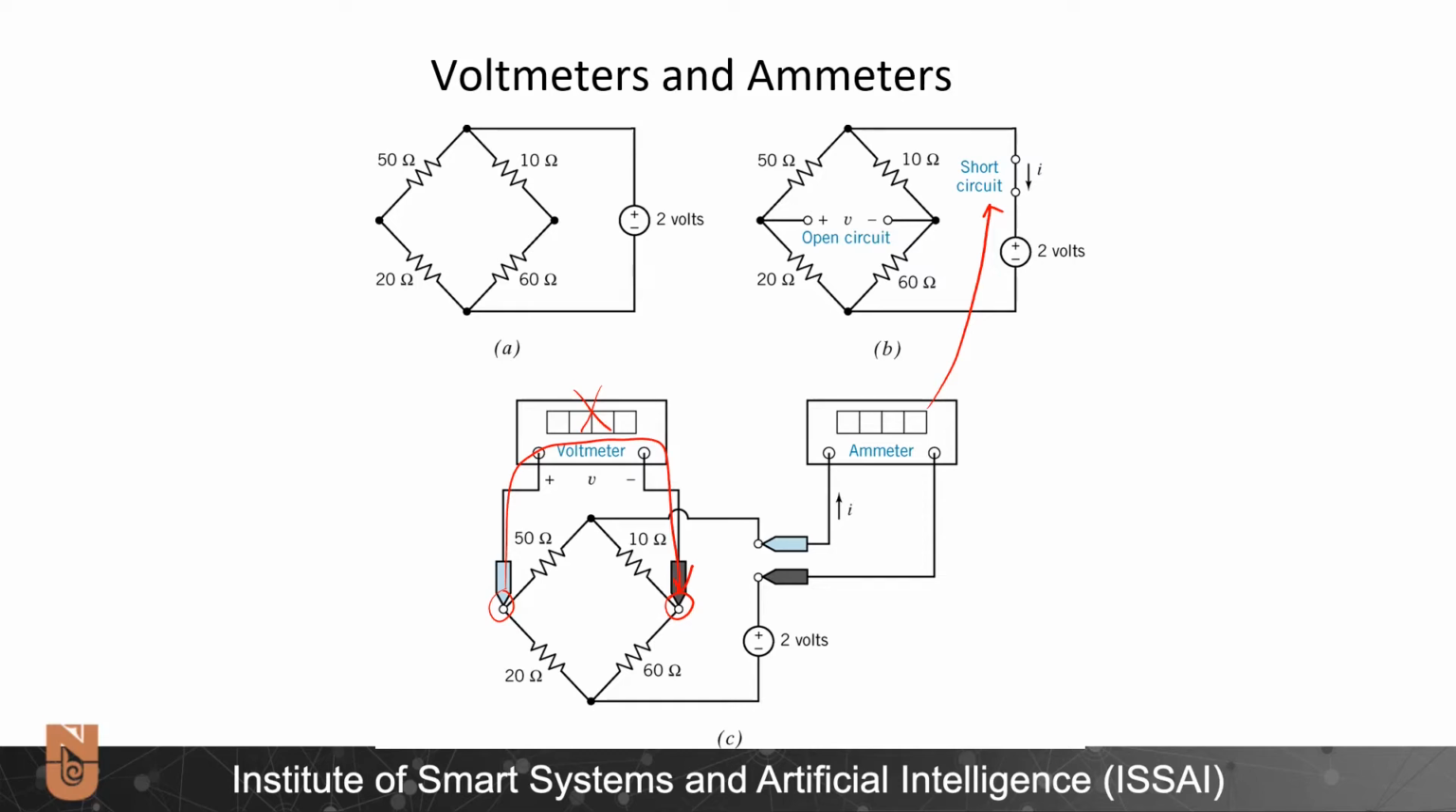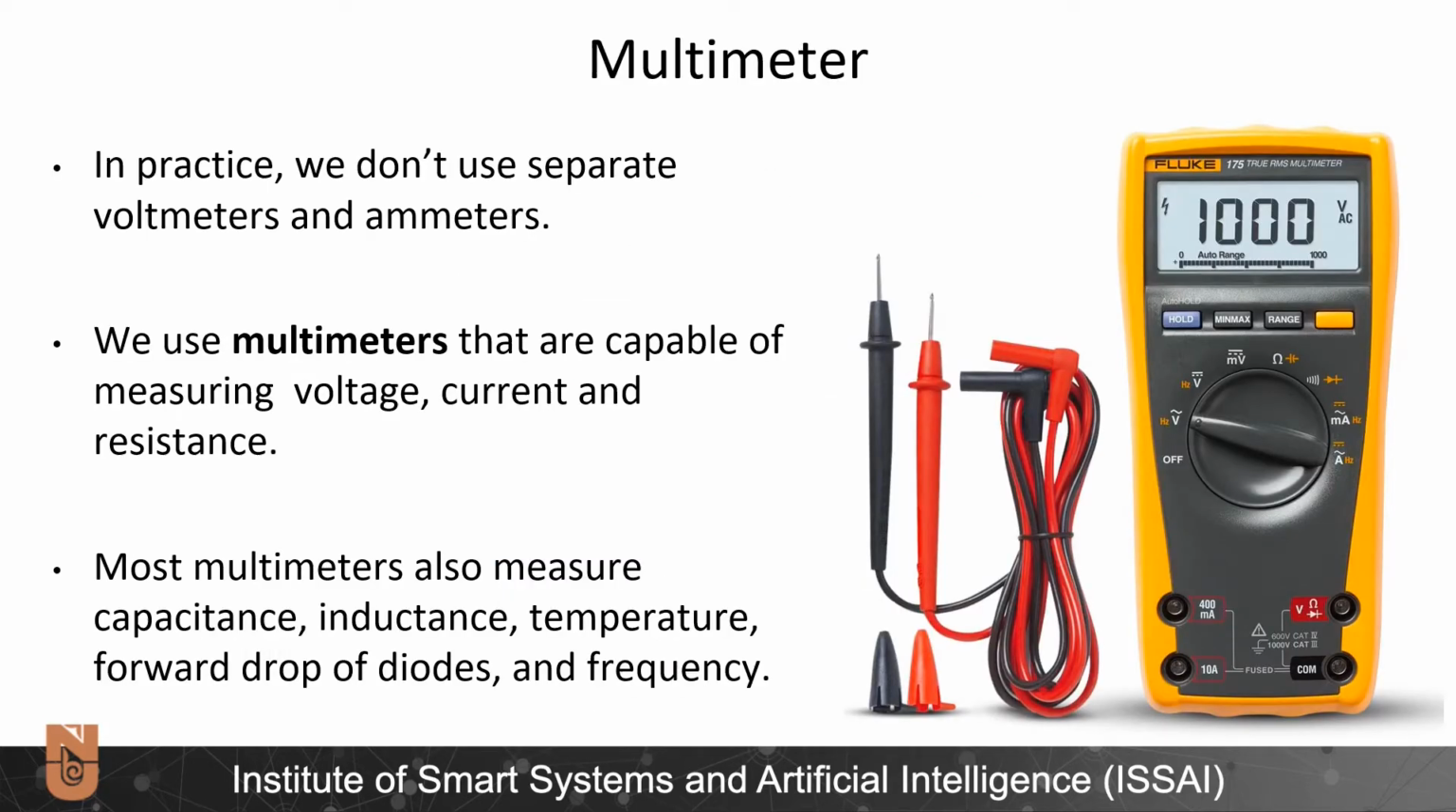Again, these are simplifications. Voltmeters have their internal resistance, and ammeters are not behaving like perfect short circuits. However, for most of the applications, these simplifications are valid. In practice, we don't have separate voltmeters and ammeters. We use multimeters that are capable of measuring voltage, current, and resistance. Indeed, most of the multimeters right now measure other things such as capacitance, inductance, temperature, forward diode drop, and frequency of electrical variables.